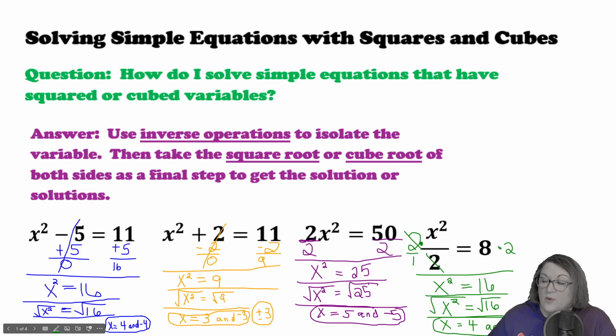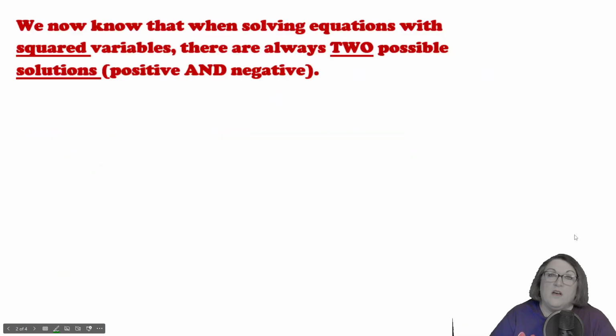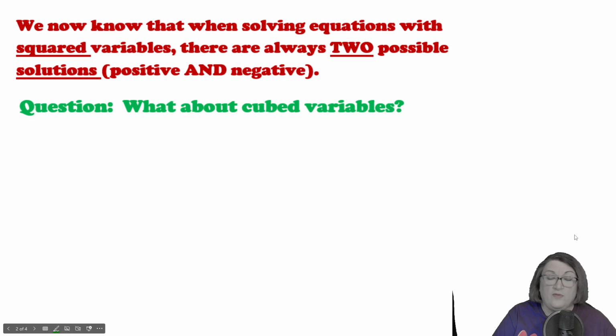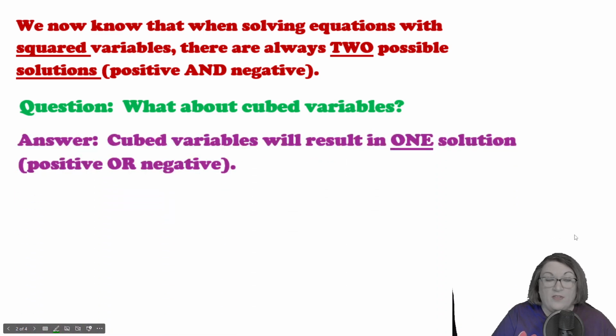So now we've done quite a few with square roots. The takeaway is that when you take the square root because your variable is squared, you're always going to have 2 possible solutions, positive and negative. But I do want to show you something that might pop up when you're solving equations like this. What about cubed variables? Cubed variables will result in only 1 solution. So we're going to do a few cubed equations, and then I'll show you something else about squared.